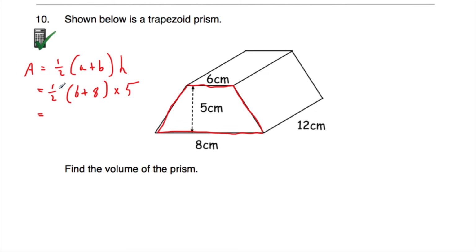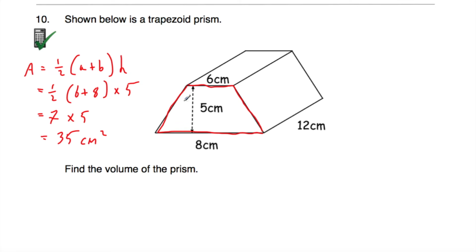So if we work this out, as a calculator question, you could just type that into the calculator and get the answer if you wanted to straight away. 6 plus 8 is equal to 14, half of that is 7, and then we're going to times by 5, and 7 times 5 is 35. So that means the area of that trapezium is 35 centimeters squared.